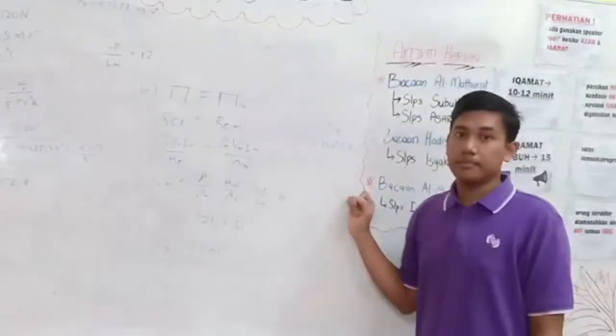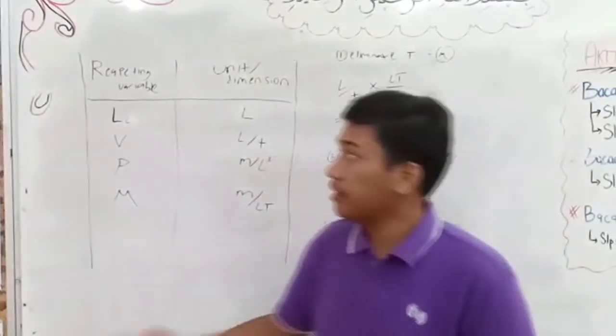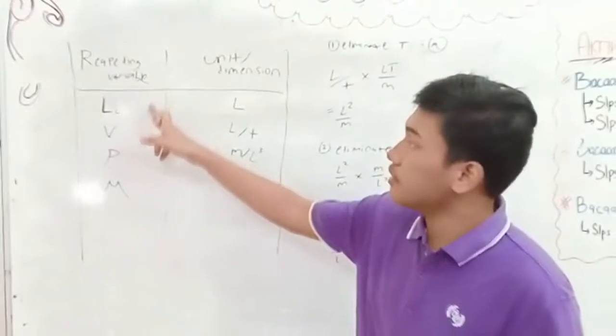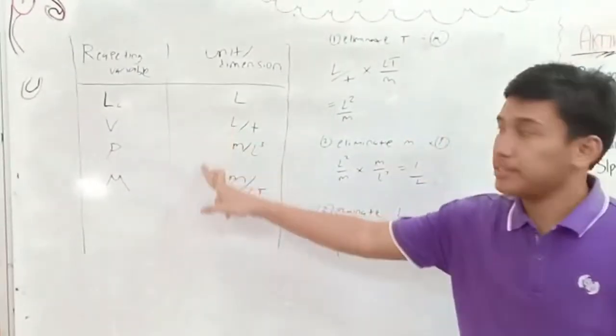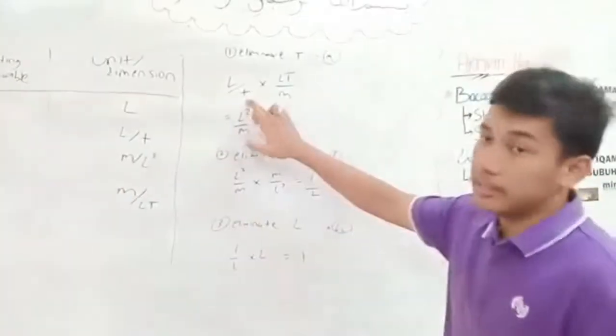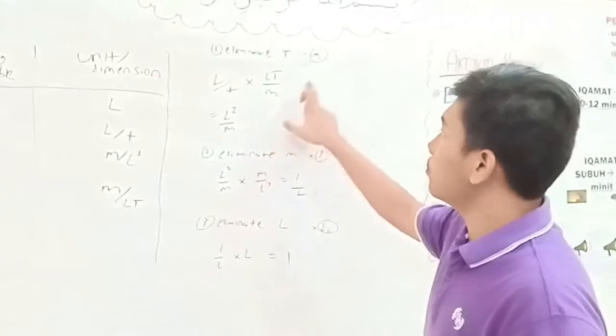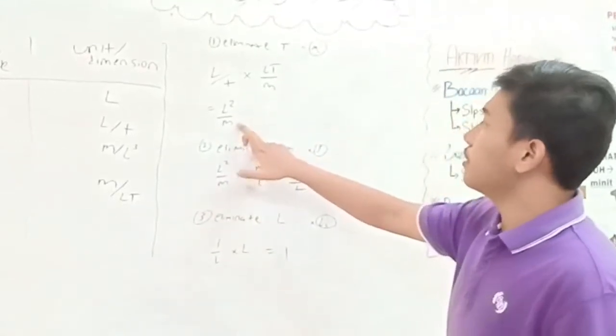Okay, now I will explain about repeating variables. For example, we take Reynolds number. First, we need to list the repeating variables and unit dimension. Maybe we take V first. V equals L over T. We need to eliminate T, so we divide with mu. Then we got L square over M.